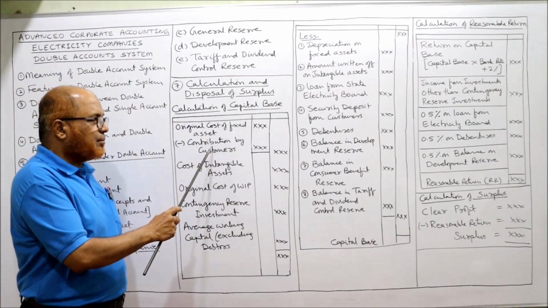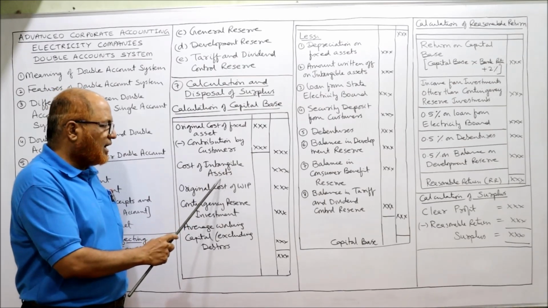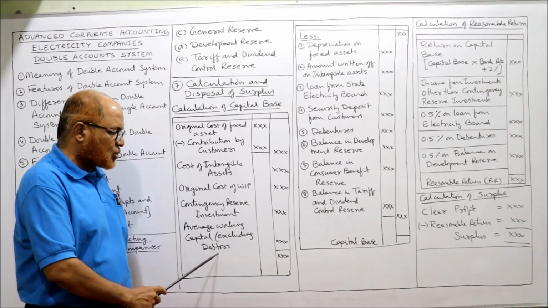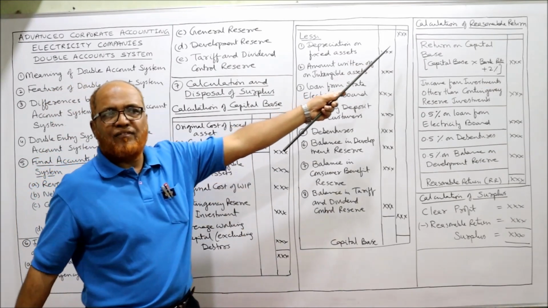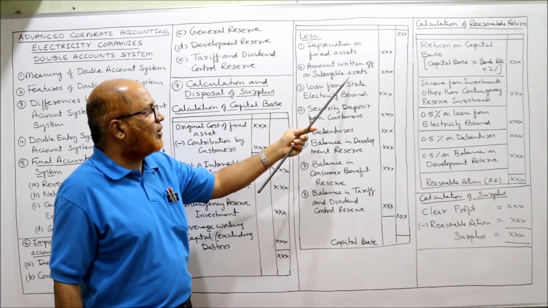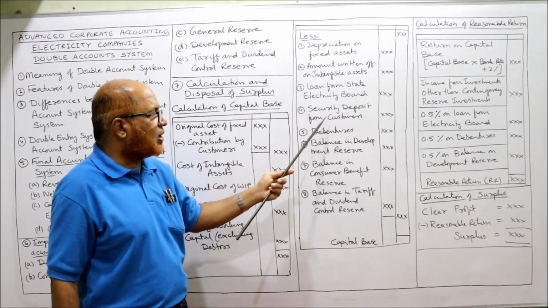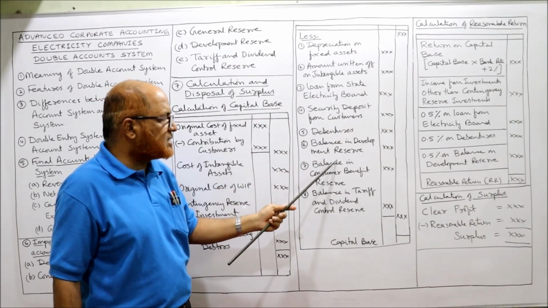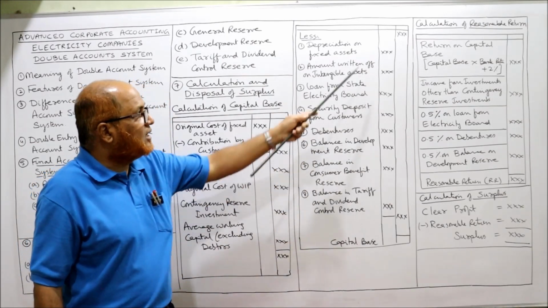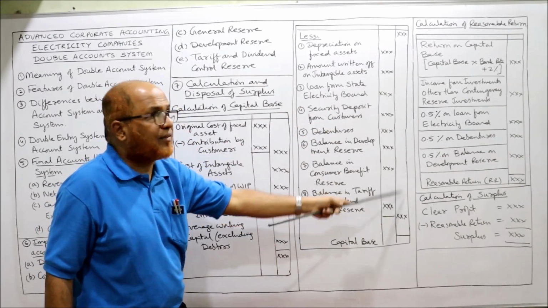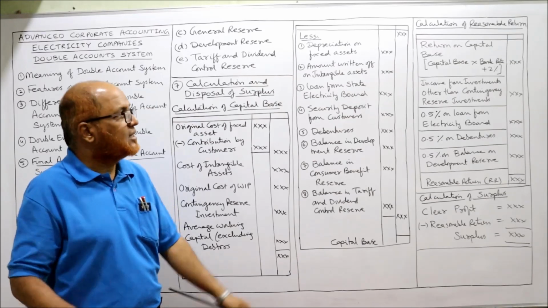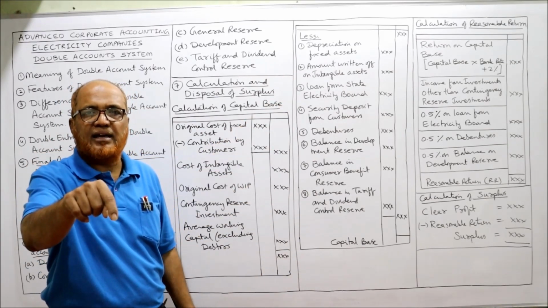The original cost of fixed asset minus contribution from customers, cost of intangible asset, original cost of WIP, contingency reserve investment, average working capital excluding debtors. Take the total of this. From this total subtract depreciation on fixed assets, amount written off on intangible asset, loan from electricity board, security deposit from customer, debentures, balance in development reserve, balance in customer benefit reserve, balance in tariff and dividend control reserve. Deduct all these items from the total, then we'll get the capital base. This procedure we apply for calculating capital base.